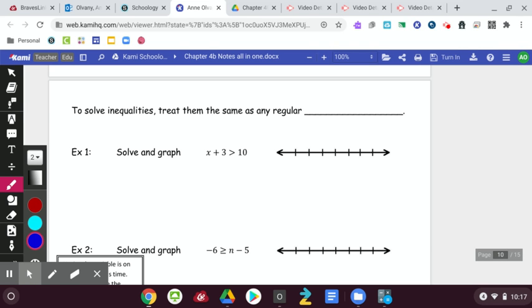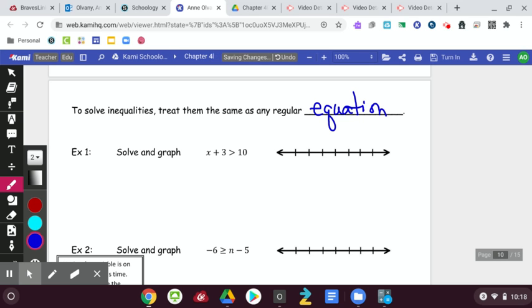Okay, so that was the hard part of the lesson. Now that we have all that settled, now comes the easy part. Notice that this looks different because this is not an equal sign, but it's okay. We can deal with this because we're going to treat them the same as a regular equation. We're going to do this problem exactly like we would solve it if it were an equal sign.